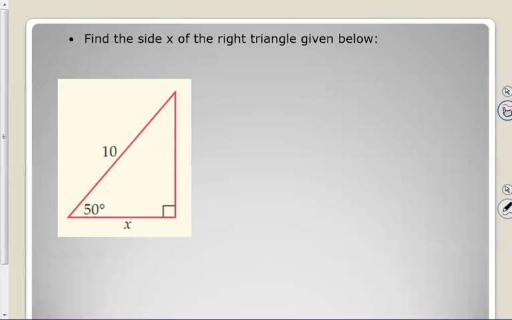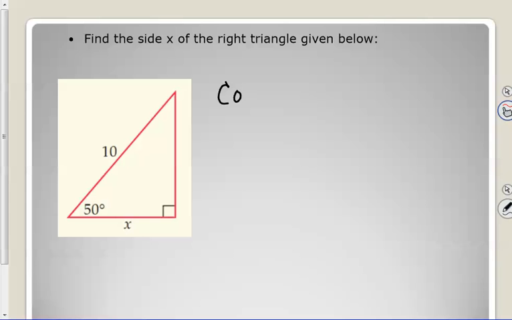Find the side x of the right triangle given below. So here we have a right triangle. What are the things that we have? We have a hypotenuse, we have x, and we have an angle. Now, how is that x related to the angle 50 degrees? Well, that's the adjacent over hypotenuse. So, according to SOHCAHTOA, or Oscar had a heap of apples, we can use cosine.